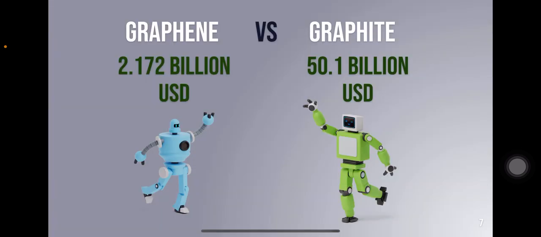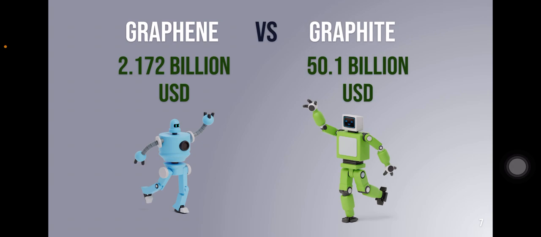So now, just a quick look at what the industries for each one of these materials look like. We can see that graphene is estimated to reach approximately 2.2 billion dollars by 2031, and graphite is estimated to reach $50.1 billion by 2031. And as you guys can see, both are such massive industries when it comes to the valuation itself. But as you can see, there's a big difference between graphite and graphene.